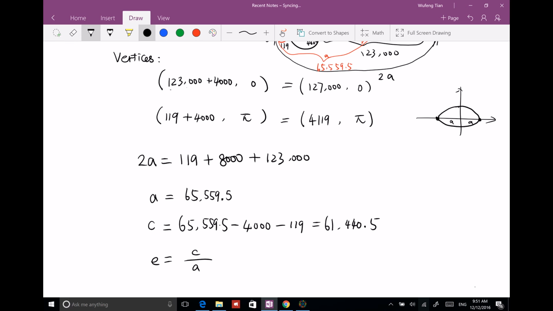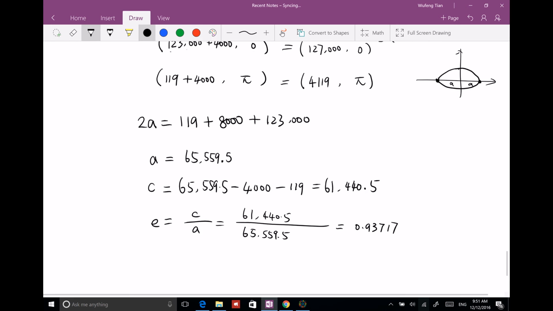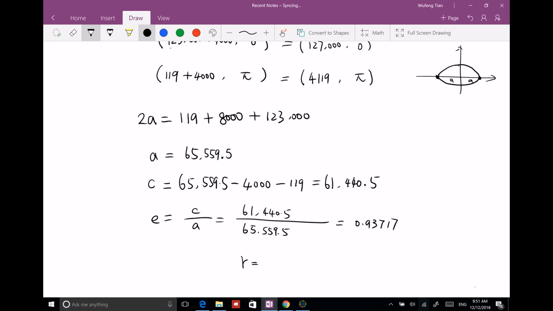So now you can find the e. e equals c over a, so equals 61,440.5 over 65,559.5. So you get e equals 0.93717. And then the function is r equals ed over 1 minus e cosine theta, right? So I got e. The next step is to find d.